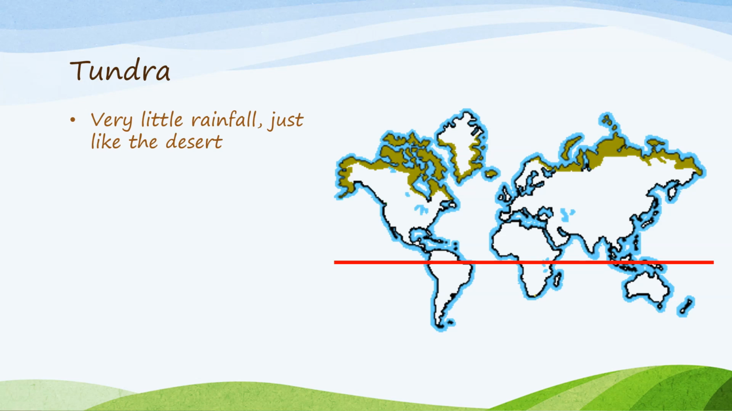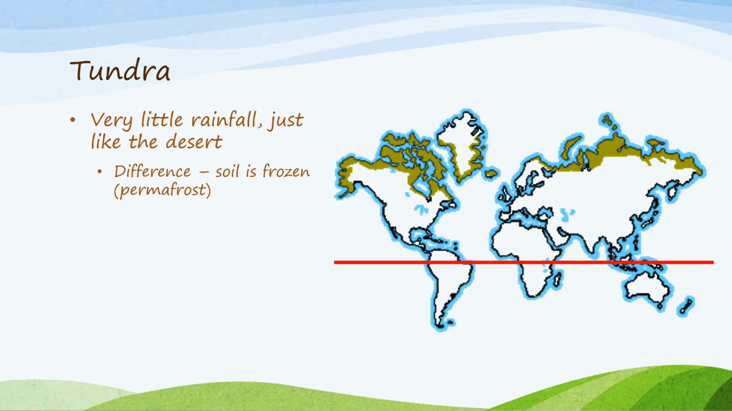And also, tundras are known for having very little rainfall, just like the desert. So there's not a lot of rain, not a lot of snow, very, very small amounts. So that's what makes it similar to the desert. But what makes it different from a desert and why they have separate definitions is that the soil is frozen. And this is called permafrost.